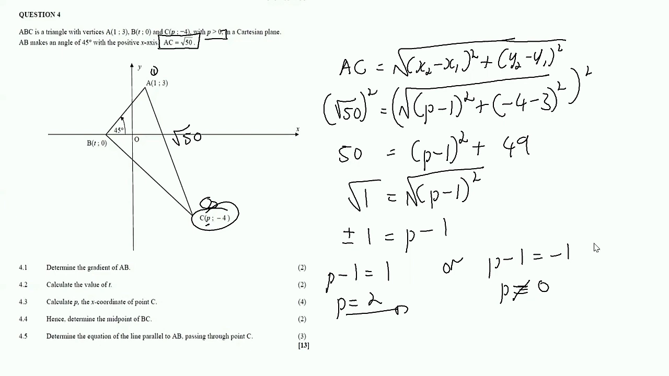Then let's go to 4.4. It says hence. So the hence part means that now that you have found whatever you found in the above question, use that to calculate this particular question that you have here.